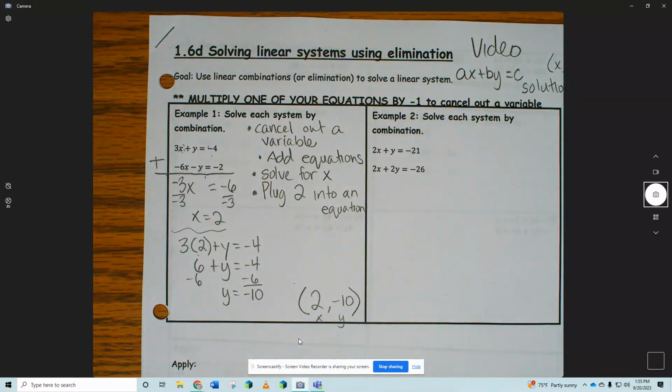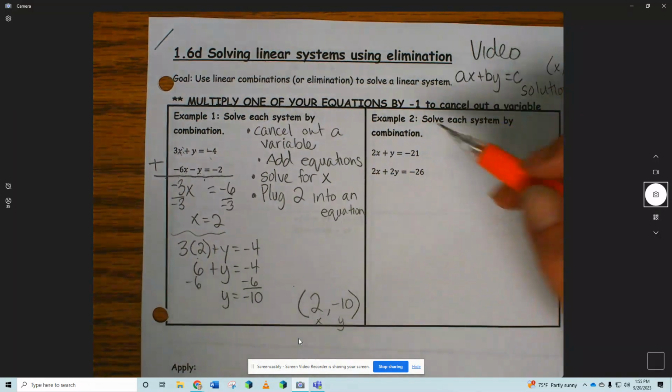If I graph those two in y equals mx plus b form, I would see that they would intersect at 2 comma -10. But I don't want to graph. This is another way, if you don't feel like changing them to y equals mx plus b. This is a method called elimination. It only works when the x's match up or the y's match up, because I want to cancel numbers. Eliminate a number.